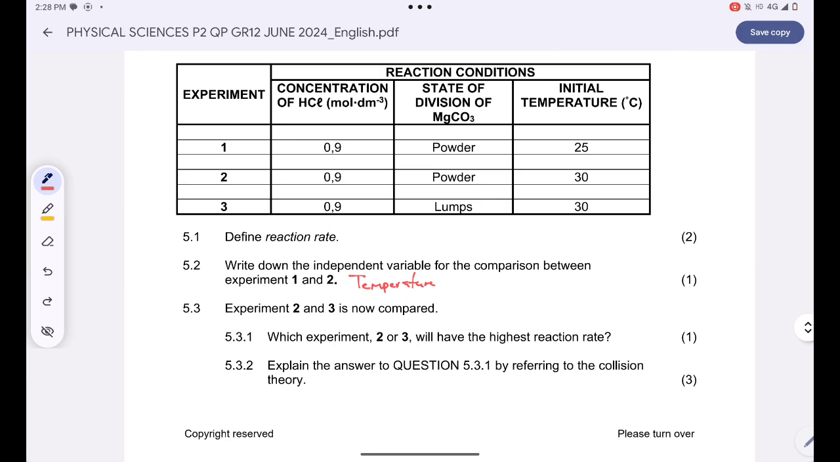Okay, and then now we are told that experiment 2 and 3 are now compared. Which experiment, 2 or 3, will have a higher reaction rate? Both experiments have the same concentration of the acid. Both experiments are held at the same temperature. The only difference is the state of division. In experiment 2, the magnesium carbonate is in powder form, but in experiment 3, the magnesium carbonate is in a solid form.